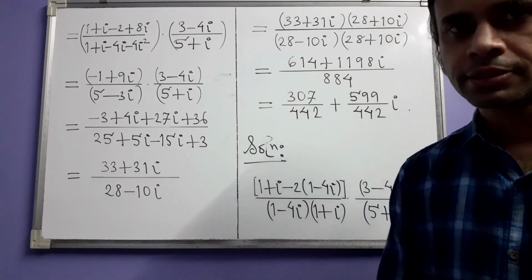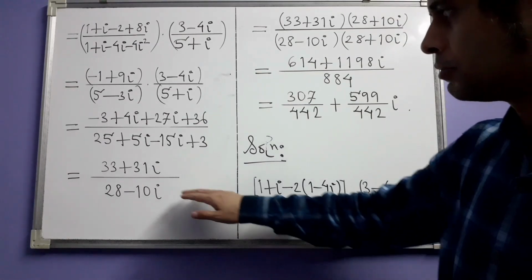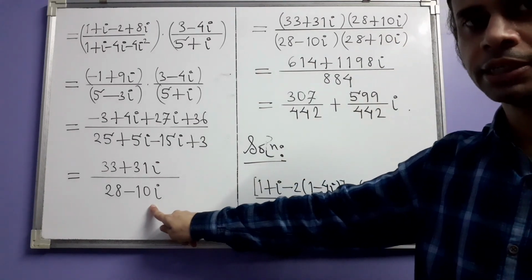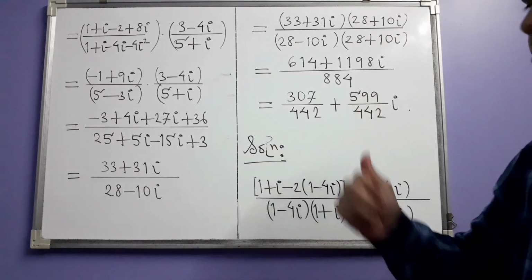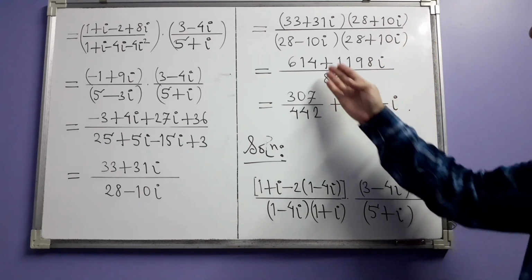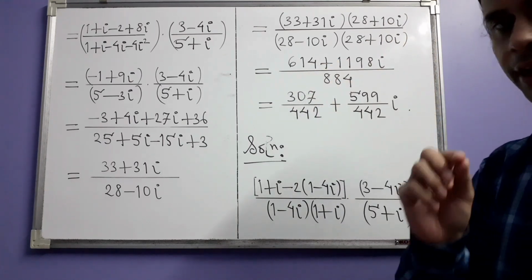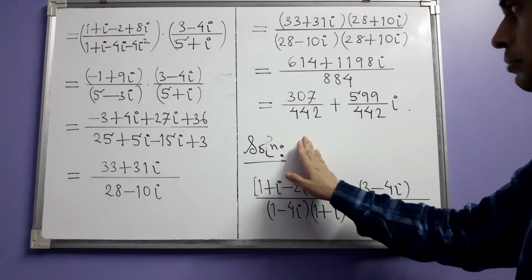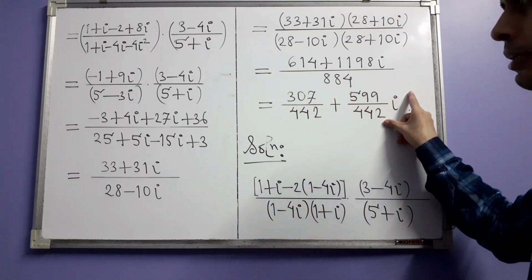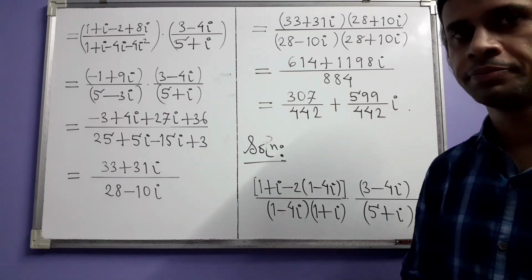Okay, so in the next step we do just that. We multiply and divide by the conjugate of the denominator, which is 28 plus 10i. And then after doing all the necessary calculations, there is a cancellation of the factor 2 at the last step. This is what you get. So it looks quite ugly, but it is what it is.